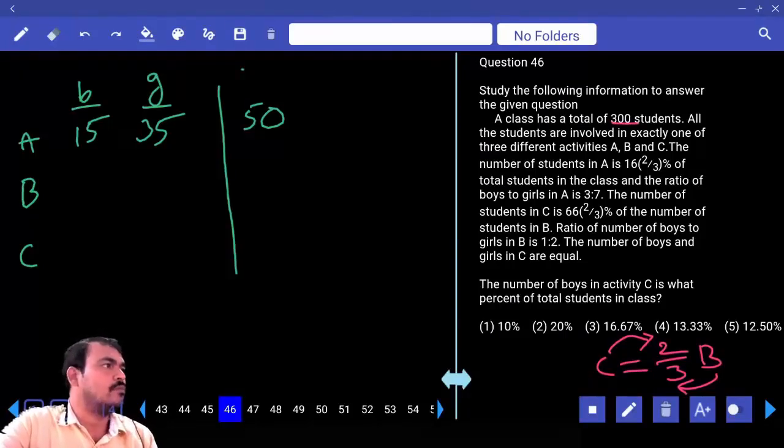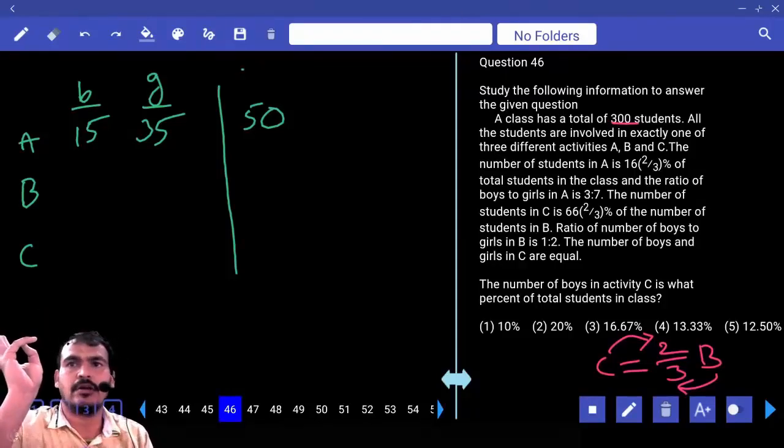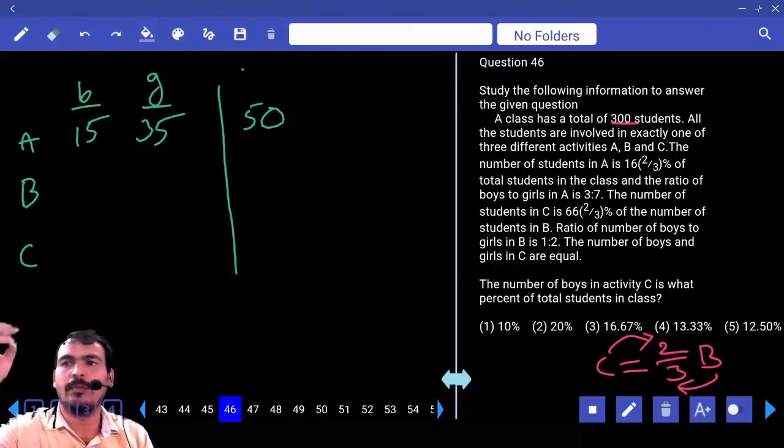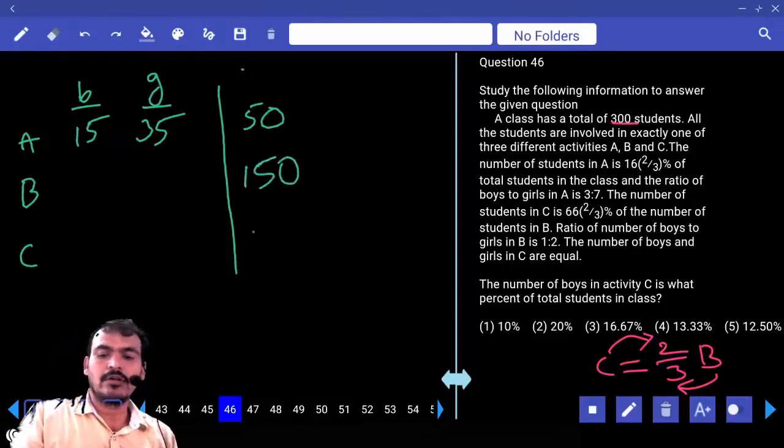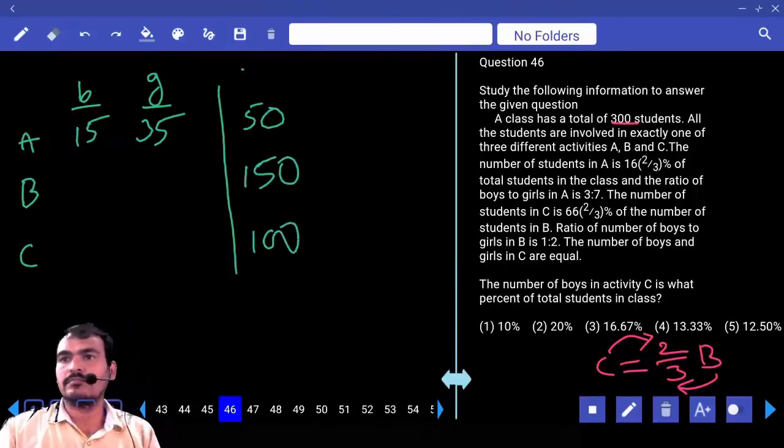What is the remaining value? 250. The 250 represents 2 parts plus 3 parts. The B value is 3 parts, the C value is 2 parts, total 5 parts. 5 parts are 250, so 3 parts are 150 and 2 parts are 100.